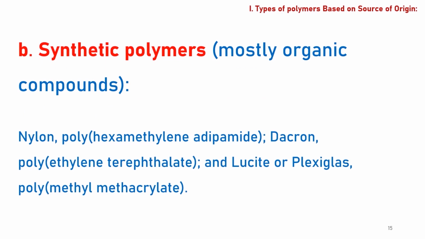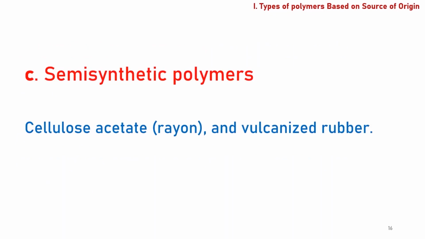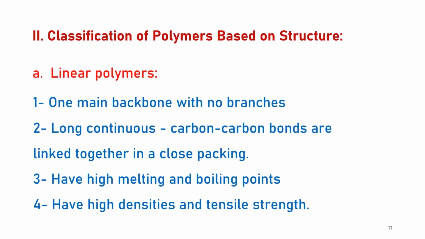Moving to synthetic polymers, we go beyond naturally occurring polymers by synthesizing a large number of polymers. Synthetic polymers are mostly made from organic compounds. There are many synthetic polymers such as nylon, dacron, polyethylene, and polystyrene. Finally, the semi-synthetic polymers, which are made by modifying naturally occurring polymers, such as cellulose acetate, known as rayon, and vulcanized rubber.